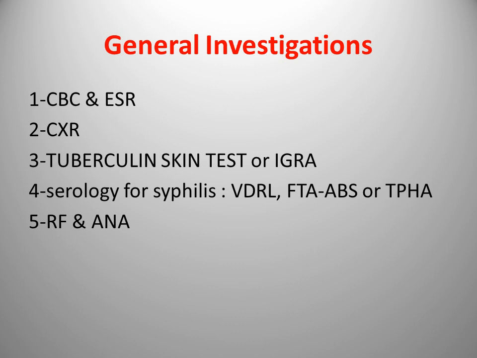Number four, serology for syphilis, because we said TB and syphilis imitate and mimic any type of ocular inflammation, so they should be screened for. The VDRL, venereal disease research lab, is not specific. And we have the FTA-ABS, fluorescent treponemal antibody absorption test, or the TPHA, the more specific treponema pallidum hemagglutination assay. Number five, rheumatoid factor and antinuclear antibody, because we have to differentiate between seropositive and seronegative uveitis and arthritis, if there is associated arthritis.